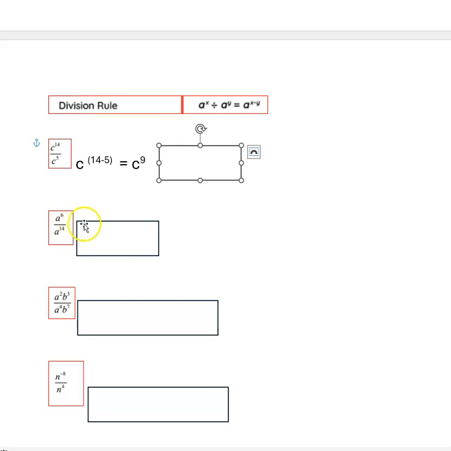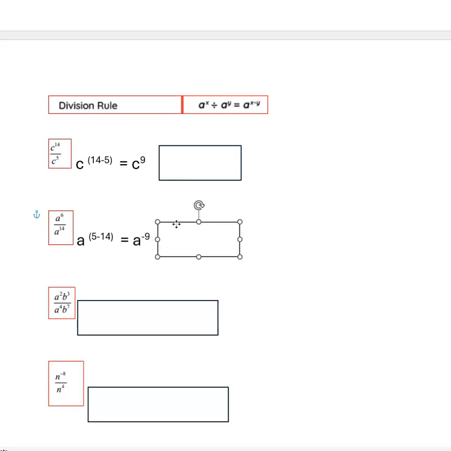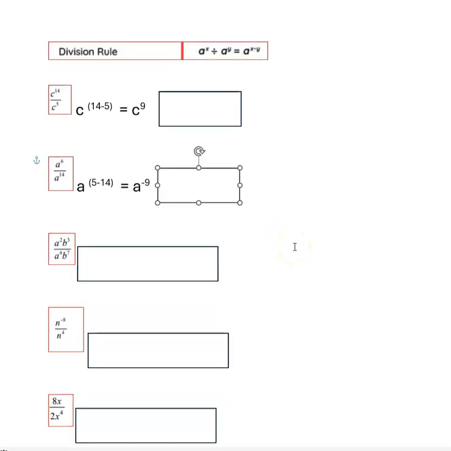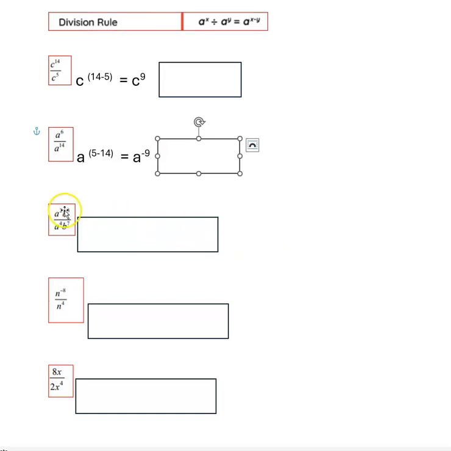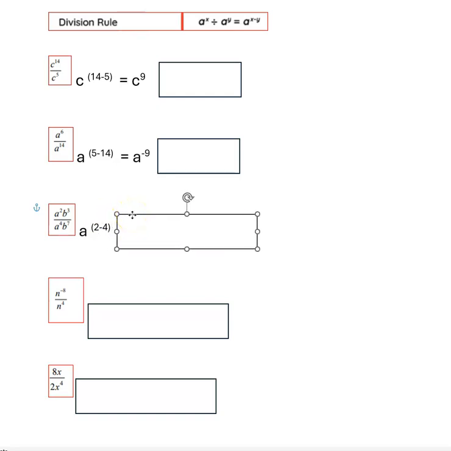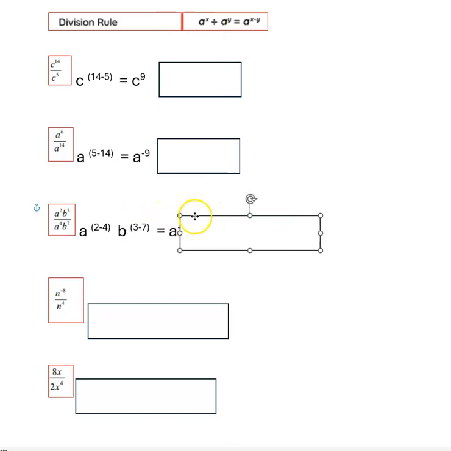Now here I have a to the 5th and a to the 14th. Notice what I do. 5 minus 14. Plug that into your calculator exactly that way, and you get a to the -9th power. Now when I have more than one, all I'm going to do is do the rule for A, that's 2 minus 4, do the rule for B, that's 3 minus 7, and then I get A to the -2, B to the -4.